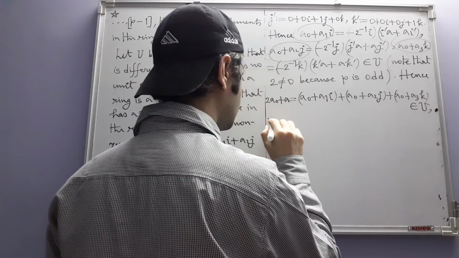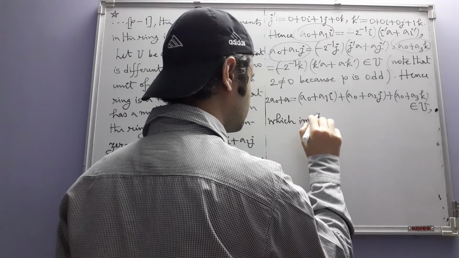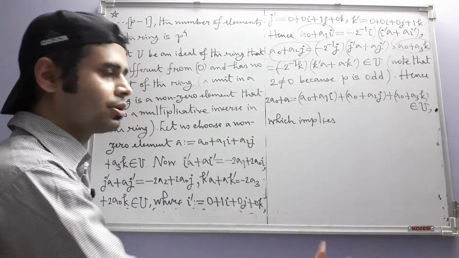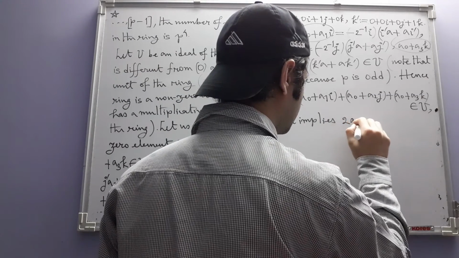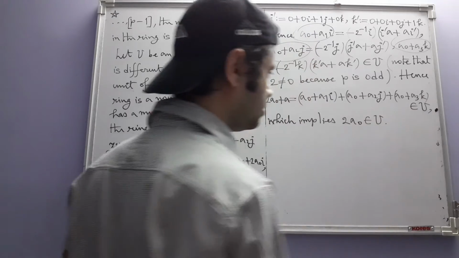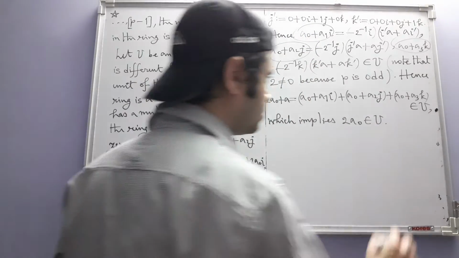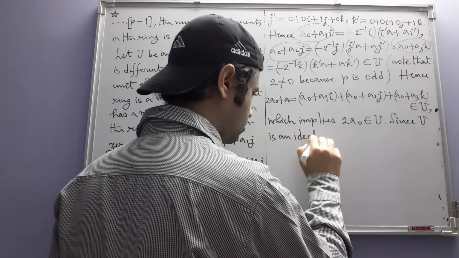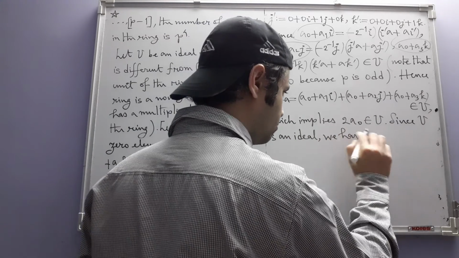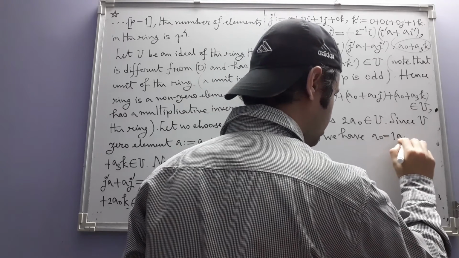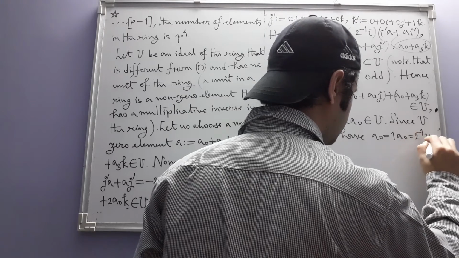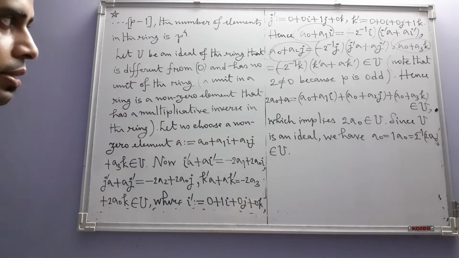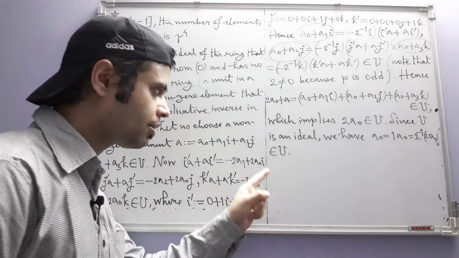which implies, but a itself is in U, so that means 2 a naught must also belong to U. Since U is an ideal, we have a naught equal to 1 a naught, which is equal to 2 inverse times 2 a naught. This also belongs to U. 2 is already invertible in the ring of integers mod p that we have seen. So a naught now belongs to U.